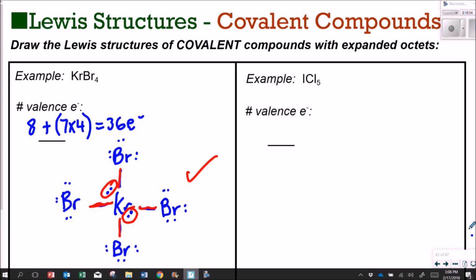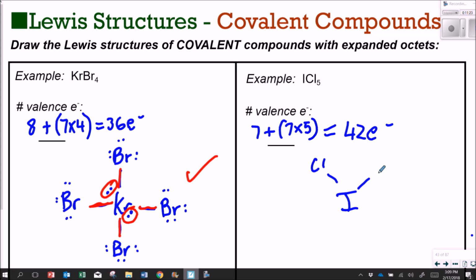Iodine pentachloride. Let's look at the valence electrons available. Iodine has 7 valence electrons, and chlorine also has 7 valence electrons, and we have 5 chlorine. So a total of 42 valence electrons are available. If we draw the structure, we are going to draw iodine in the middle, and 1, 2, 3, 4, 5 chlorine atoms around it.